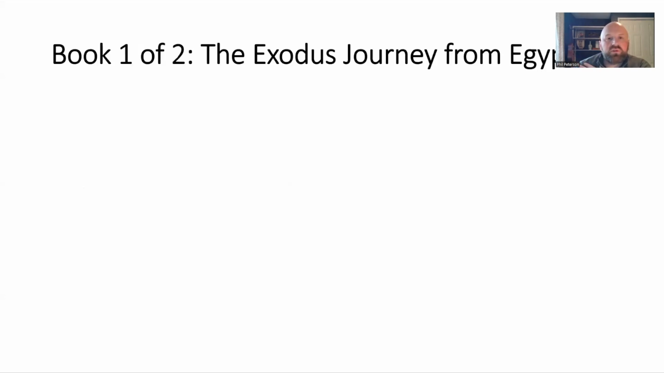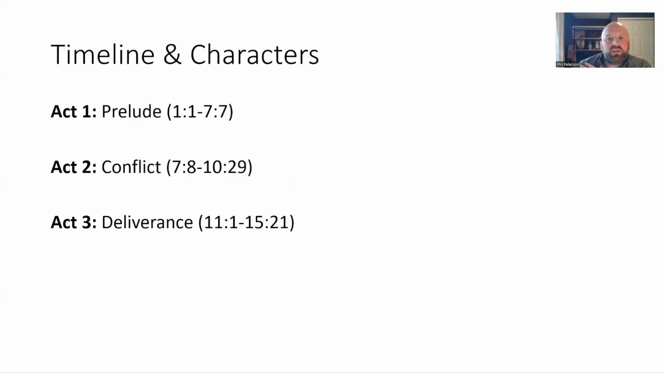But book 1 of 2 is really the Exodus journey from Egypt. And we're going to look at 3 acts. There's the Prelude, which is really setting things up. And we meet the main characters, the problem in the story. The development of the main character, Moses, is really a significant part of these first 7 chapters.